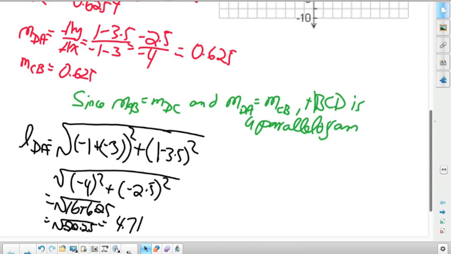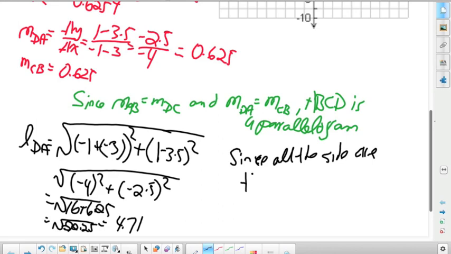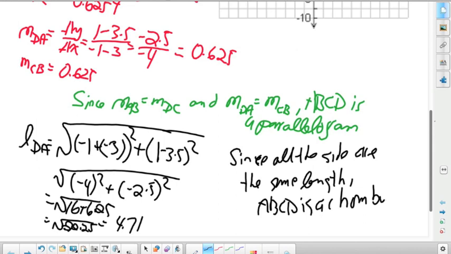since all the sides are the same length, ABCD is actually a rhombus. So if I was to pose a question, prove that ABCD is a rhombus, we have to do multiple things. First of all, prove that the slopes are opposite, but you also have to check the side lengths.